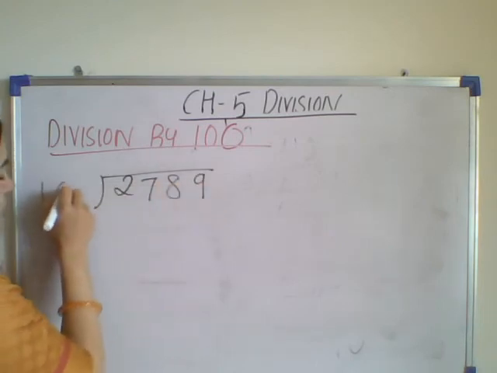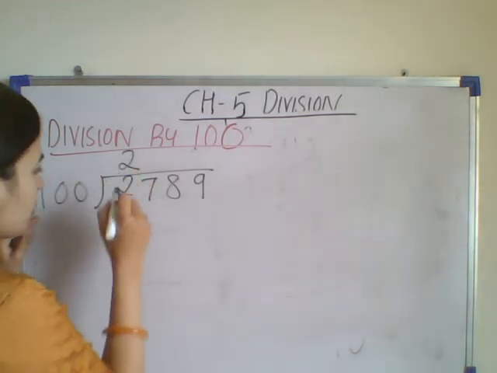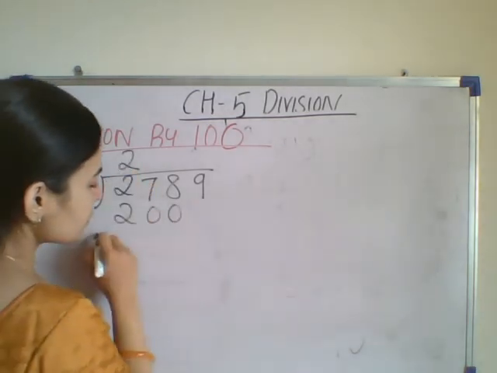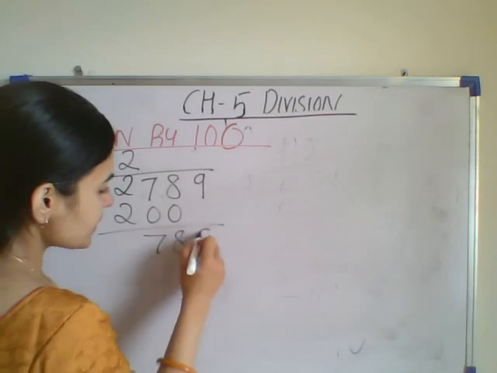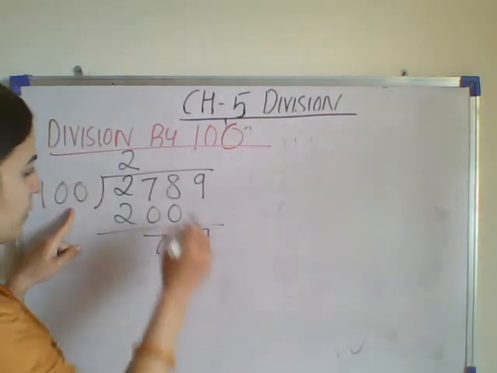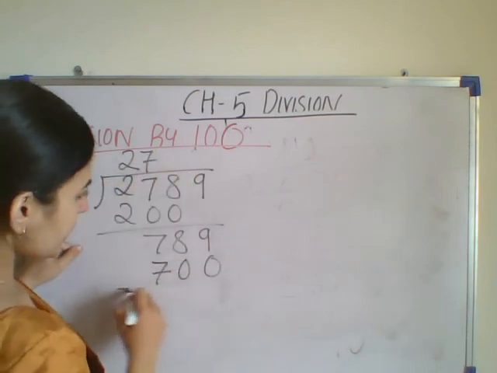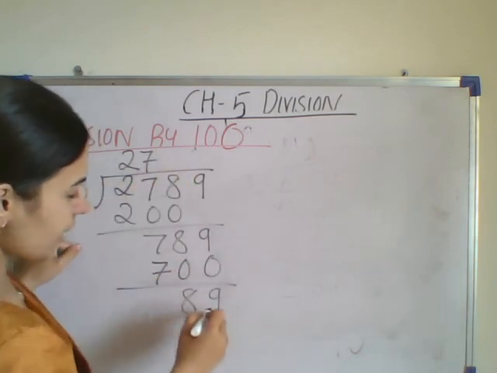2789. We have to divide this number by 100. So 100 twos are 200. So 7, 8, 9 I will be writing down. Then 100 sevens are 700. 789 I am writing down.